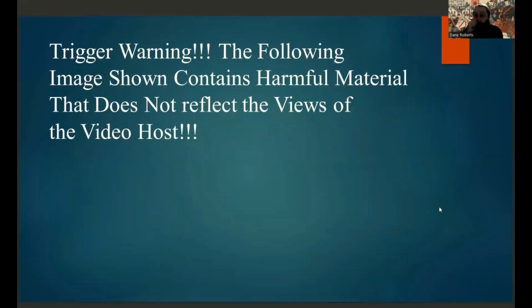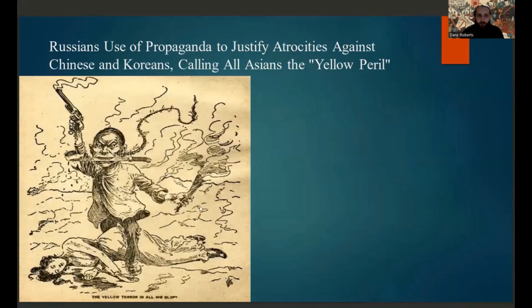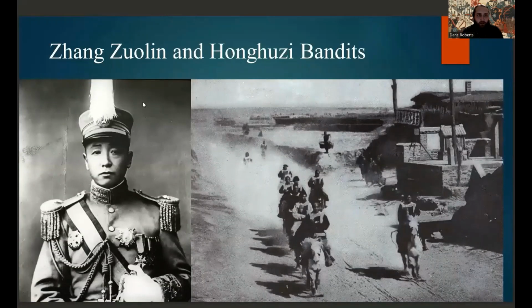Okay, so now we're going to look at some pretty harmful material. Again, here's a trigger warning. This image that I'm about to show does not reflect my views at all, but it is some of the propaganda that was used by Russia during this war. And here is that, and it's the use of propaganda to justify atrocities against Chinese and Koreans, calling all Asians the Yellow Peril. And here is Zhang Zhou-lin, and here's some of those Hong Huzi, Chongzi bandits.